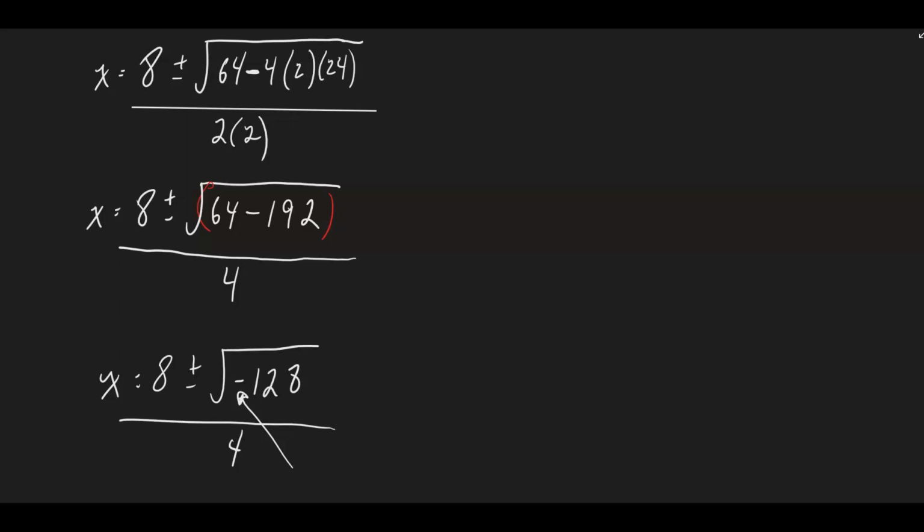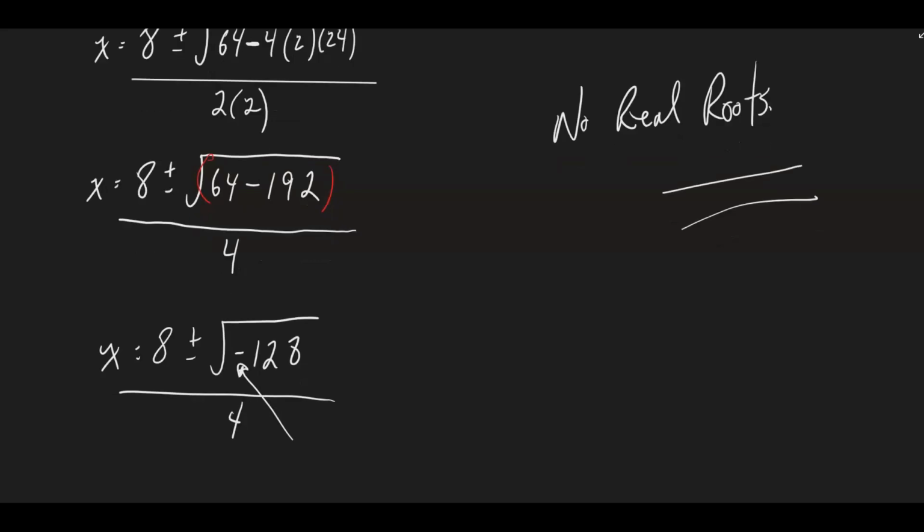However, they are complex numbers, okay? Complex numbers take into account the square root of negative 1, which we will see in a future lesson, but for now, we'll just say no real roots. Okay, I can't go any further. Well, I can split them up, I suppose. x equals 8 plus the square root of negative 128 over 4 and x equals 8 minus the square root of negative 128 over 4. But those are not real numbers. So we're going to stop there. And that's how you use the quadratic formula.